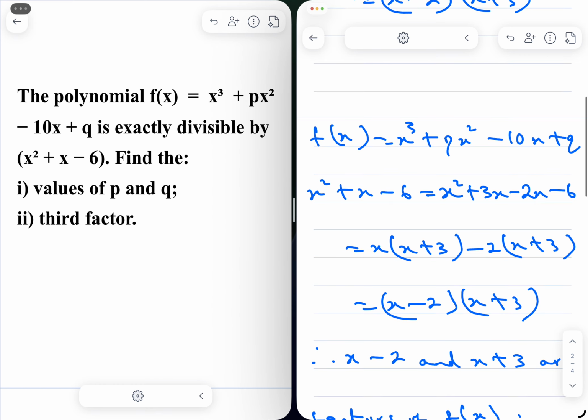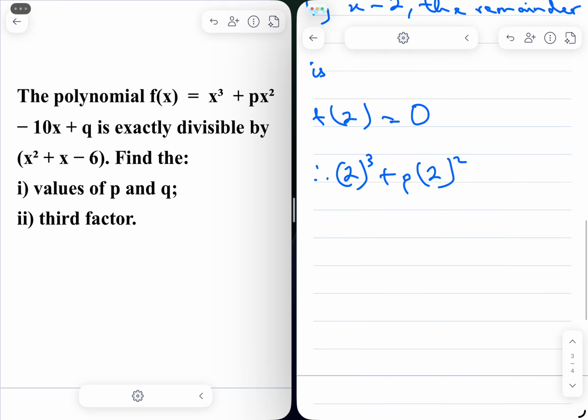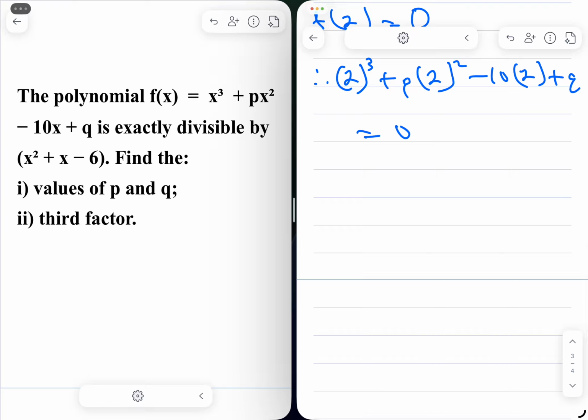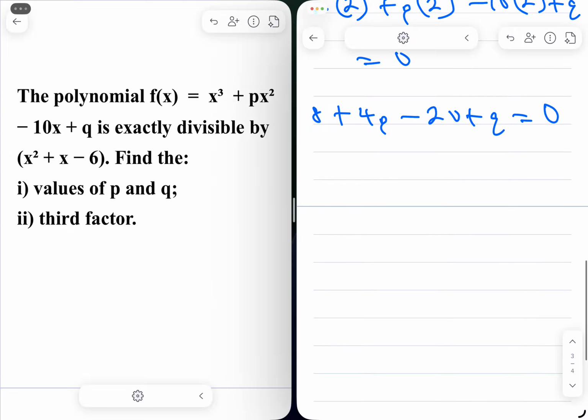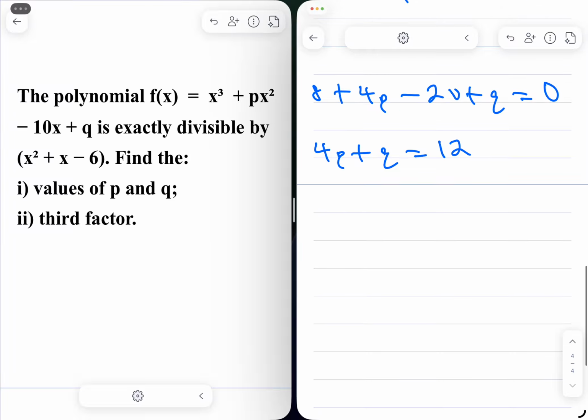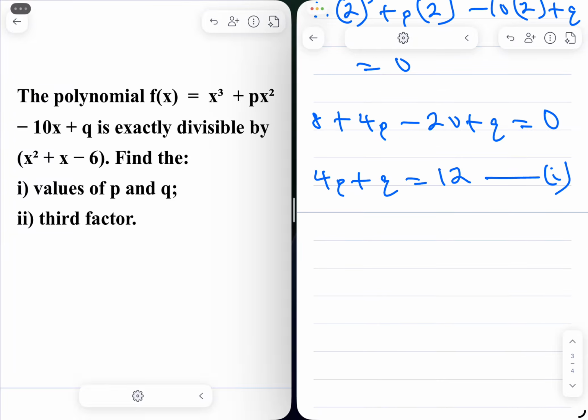minus 10 times 2 plus q is equal to 0, which simply means 8 plus 4p minus 20 plus q equals 0, which simply means 4p plus q, 8 minus 20 is minus 12. When it goes to the right hand side, it becomes plus 12. So 4p plus q equals 12. Let's make that equation 1.